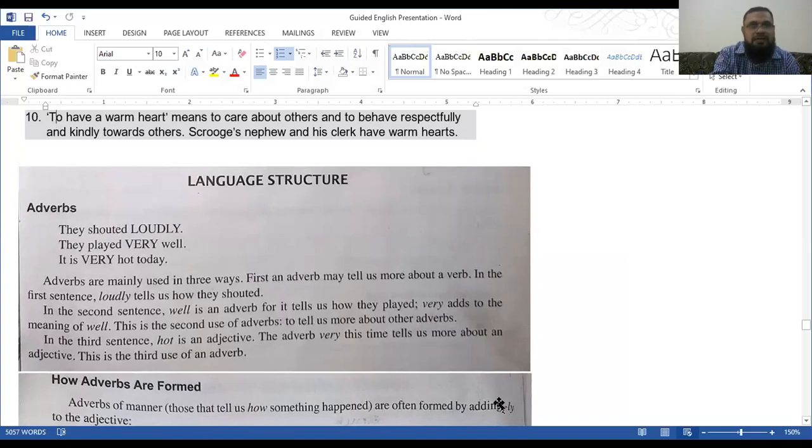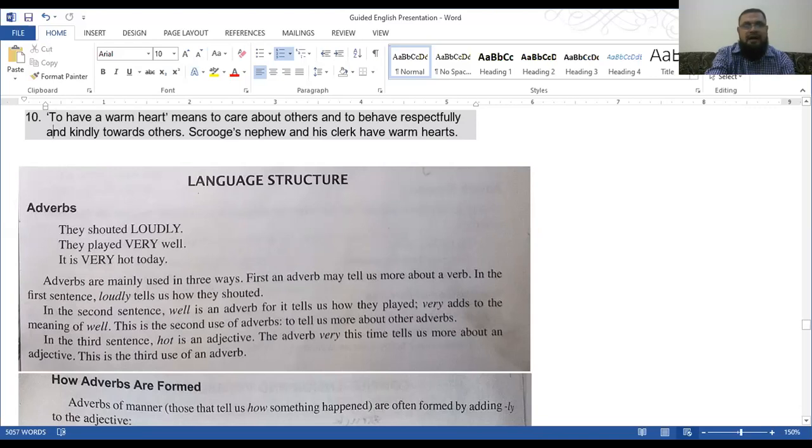Adverbs are mainly used in three ways. First, an adverb may tell us more about a verb. In the first sentence, loudly tells us how they shouted. In the second sentence, well is an adverb for it tells how they played. Very adds to the meaning of well. This is the second use of adverb, to tell us more about other adverbs. In the third sentence, hot is an adjective. The adverb very this time tells us more about an adjective. This is the third use of adverb.